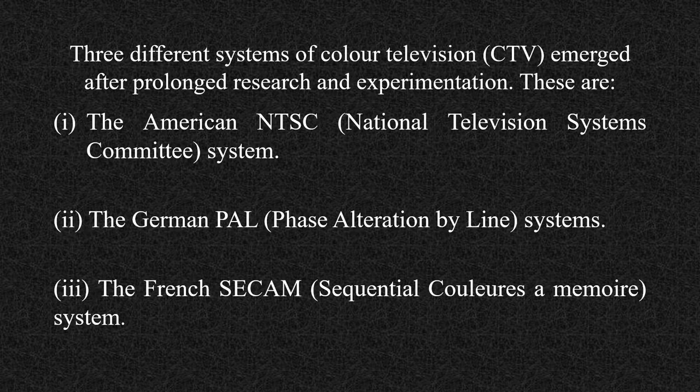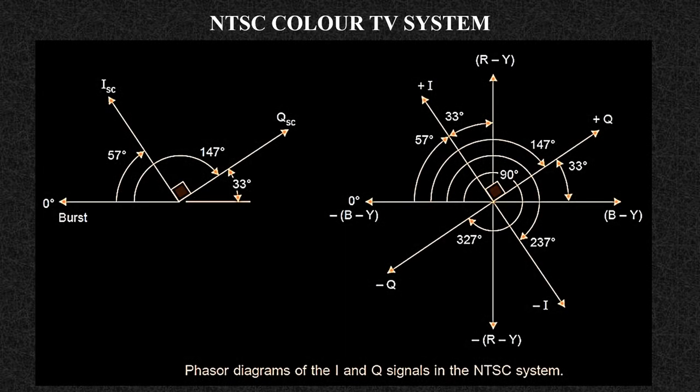So let us talk one by one. First we'll talk about the NTSC color television system. Here, if we see our color circle, we have these locations of the colors. Here the B minus Y, and here it will be the minus B minus Y, okay? And in between, with the phase change and the amplitude change, we are using quadrature amplitude modulation for the color signal, okay? So your color subcarrier for the NTSC system will be 3.58 megahertz.